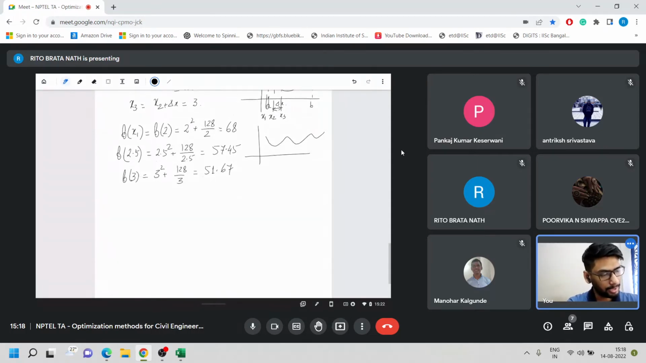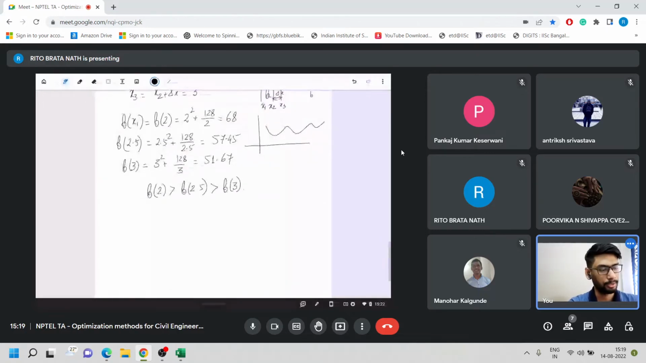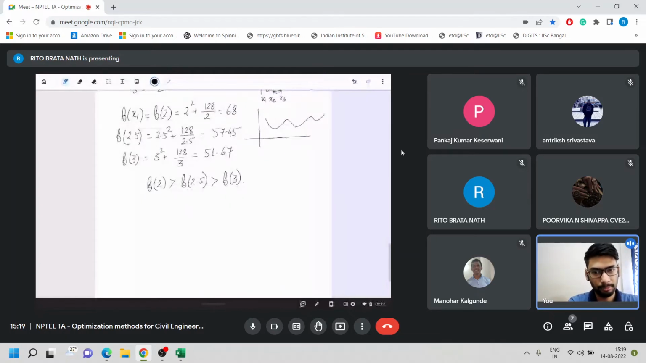So what you have now is this condition: your f(2) is greater than f(2.5), greater than f(3). So now you cannot say for certain, okay, is my screen visible? Okay, now it has appeared. Yeah, so you cannot say for certain in which interval this minima lies, but you can say for sure that your delta has to be positive in case you get this condition.